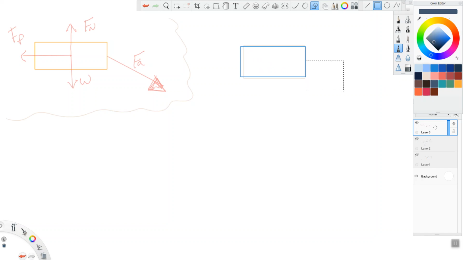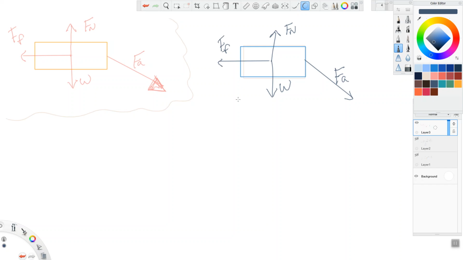And so I got force applied. Oop, not a box, I want a line. Force applied. And then we're going to have weight, force normal, and frictional force.